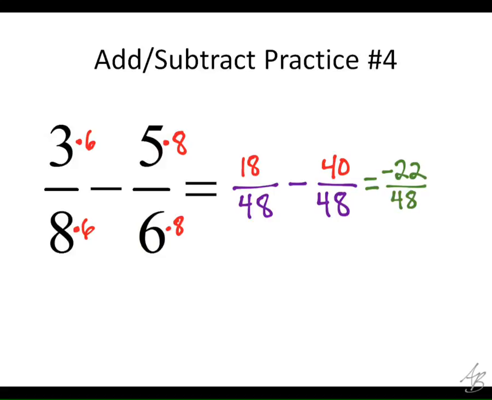48. Now the last step says we need to simplify. Can I simplify this? Yes. What number goes into 22 that also goes into 48? 2. If they're both even, then you know 2 goes into it. Alright, so what's 22 divided by 2? 11, and since that was a negative 22, it's going to be a negative 11, right? What's 48 divided by 2? 24, and that doesn't simplify, so that's your answer. All right, now, like I said, that's one way to do it, and that is the correct answer.